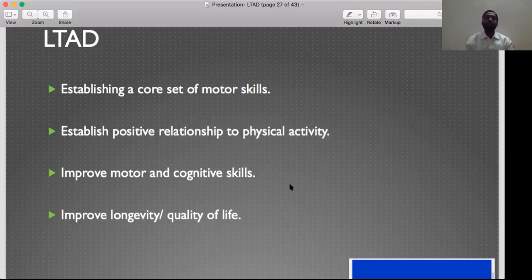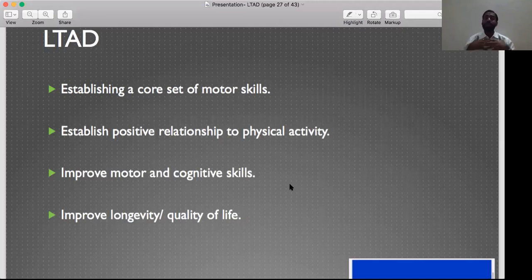So it also aims at establishing a positive relationship with physical activity. Allow the child to start appreciating being physically active. If you make it too troublesome, he will never adopt physical activity for life, because he's carrying very wrong emotions or a wrong memory within himself.